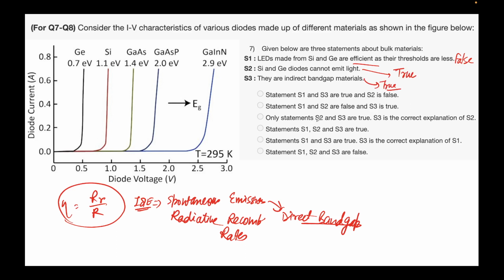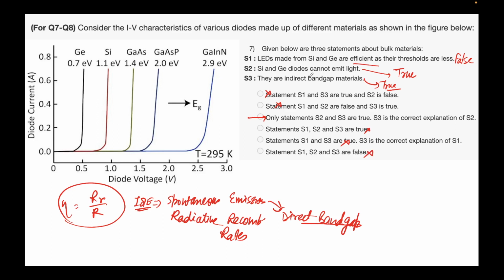So what we have is, sorry, S1 is false, so this option is incorrect. S2 says false? No, S2 is true. This option is also incorrect. Only statements S2 and S3 are true, correct, and S3 is a correct explanation of S2. Yeah, so this is the correct option. Let's check the other. S1, S2, S3 are true. No, S1 is false. S1 is false, and S2 and S3 are false. No, this is incorrect. So we have only S2 and S3 are true, and S3 is the correct explanation of S2.